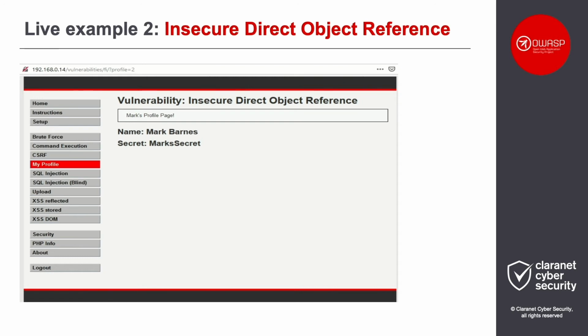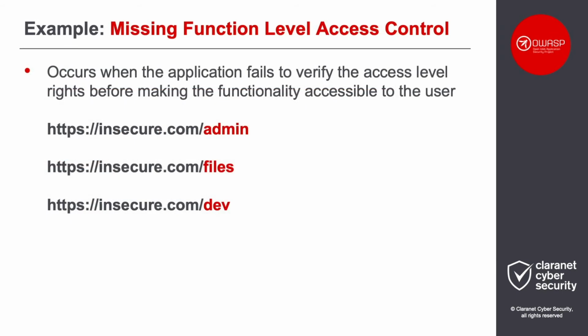This vulnerability happens because the insecure site fails to check that the profile being requested actually belongs to the logged-in user. Other examples of broken access control include missing access control. Missing access control occurs when the application fails to verify the access level rights before making the functionality available to the user. An example of this include being able to access an admin page without being an admin user, or accessing development resources without being a developer of the site.